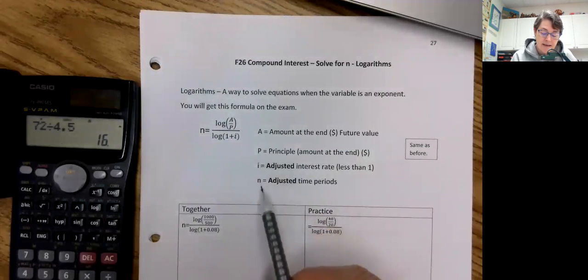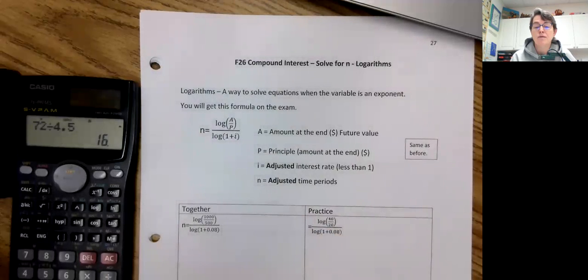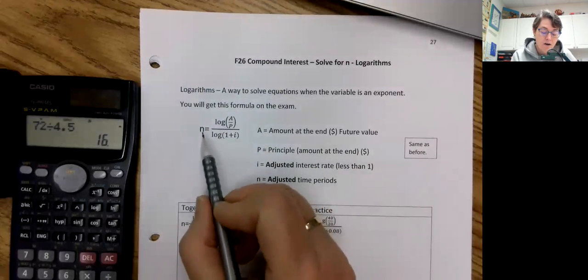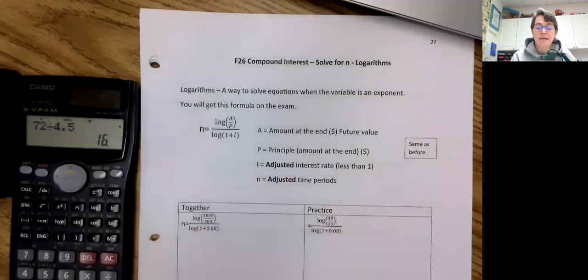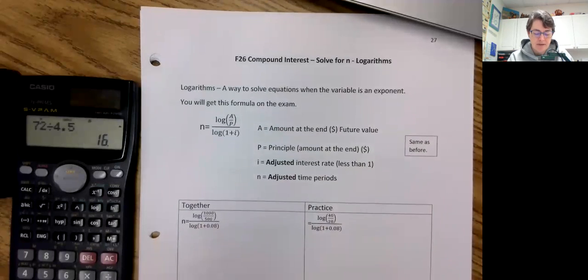So the A, P, I, and N are exactly the same as before. Nothing has changed. All we need is this handy dandy formula. And like I said, other than guessing and checking, like putting a number in, calculating it out, and going, well, that didn't work, for a long time, this is it. Probably in class, I'll show you an example of that.